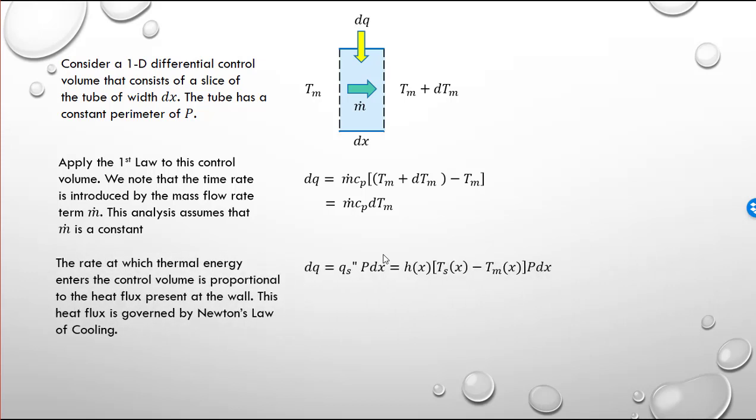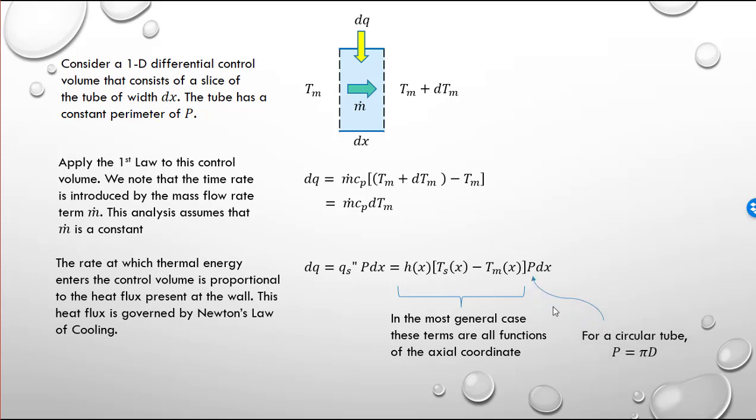So the rate at which this thermal energy is entering the control volume, the dq term, is equal to the flux term times the area, in this case the perimeter, the circular perimeter, which would be pi d times dx. And the heat flux term is given by Newton's law of cooling, though we note that in the most general case, each of these terms, the heat convection coefficient, the surface temperature, and the mean temperature, may all be functions of the axial distance. The value for P, again for a circular tube, which we will be restricting our discussions to, is given by pi d.